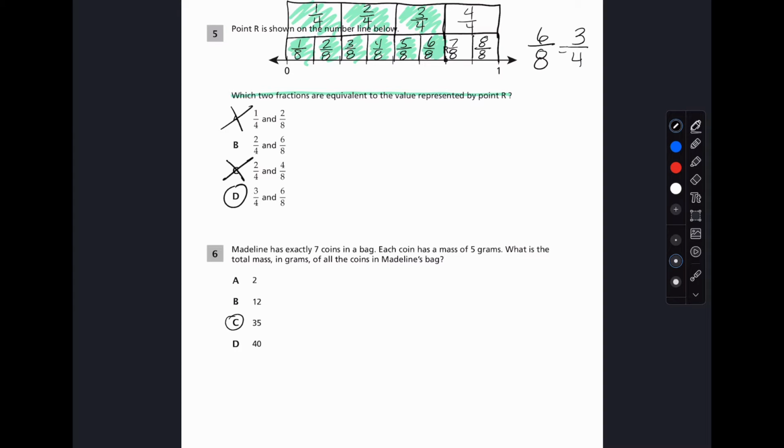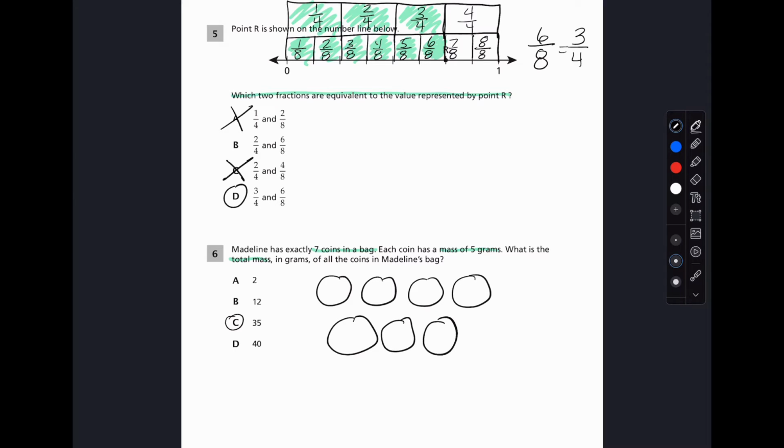Let's look at number 6. Madeline has exactly 7 coins in her bag. Each coin has a mass of 5 grams. What is total mass of the coins in her bag? So I'm going to draw her 7 coins. And I know each one is 5 grams. I can see some kids drawing the 5 little dots inside, but I'm just going to write the number 5.